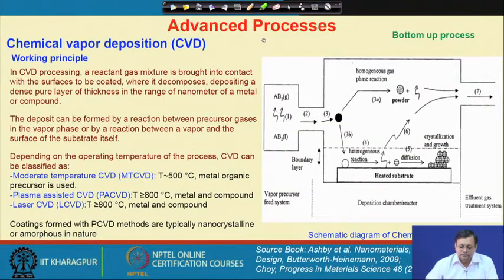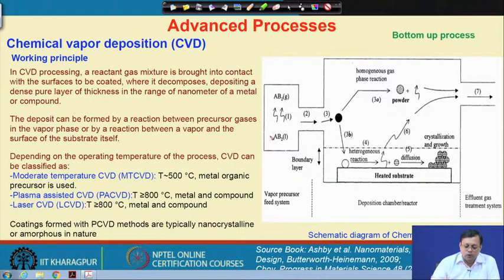advanced processes. Now, a very similar vapor deposition technique, however, involves a reaction. The reaction could be with the substrate itself. In that case this is called a chemical vapor deposition technique. So the basic working principle of the CVD technique is that a reactant gas mixture is brought into very close contact with the surface to be deposited or coated.